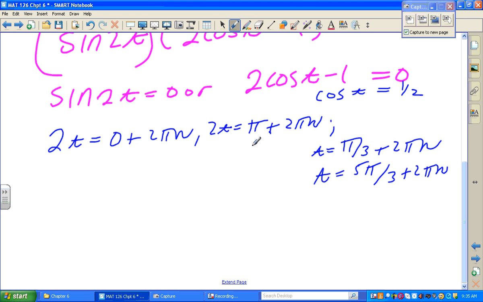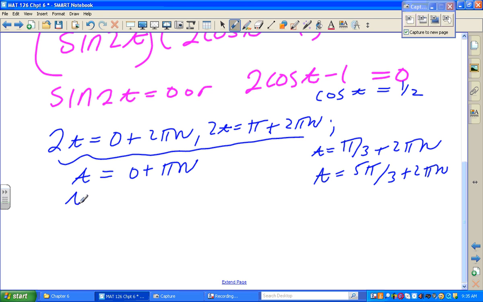You wouldn't have to check any of your ends, though. We could have said between 0... Right, you wouldn't have to check your ends. The only thing you have to do is simplify that one down. And you have all 4 solutions. t equals 0 plus pi n, and t equals pi over 2 plus pi n.